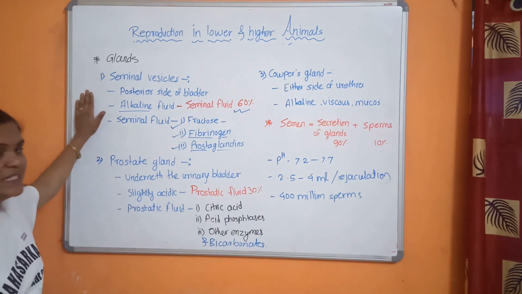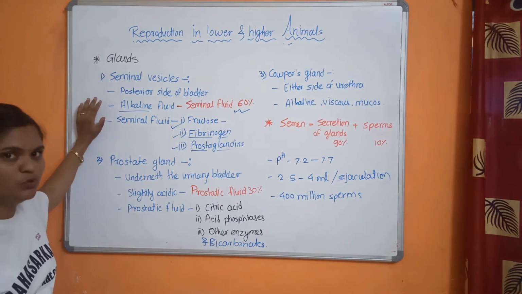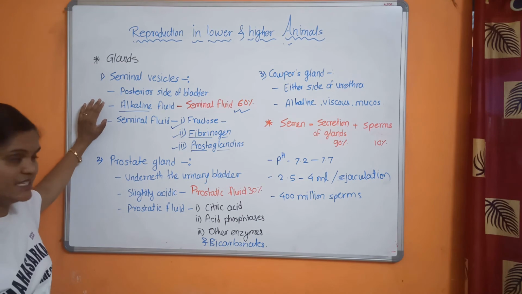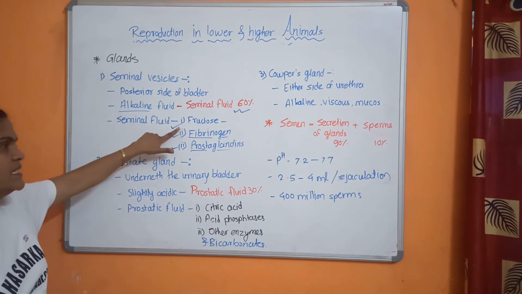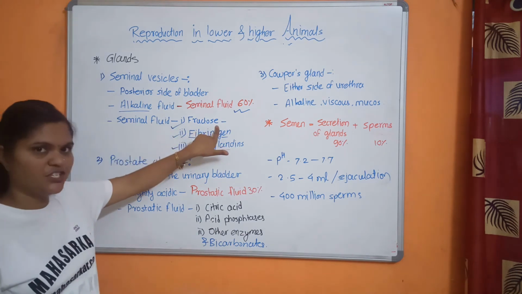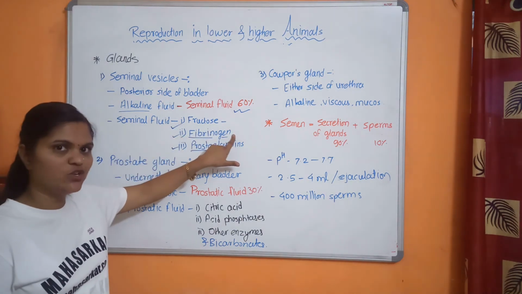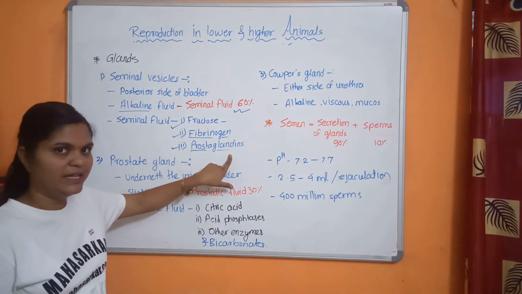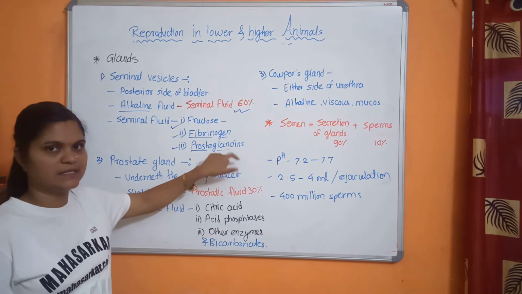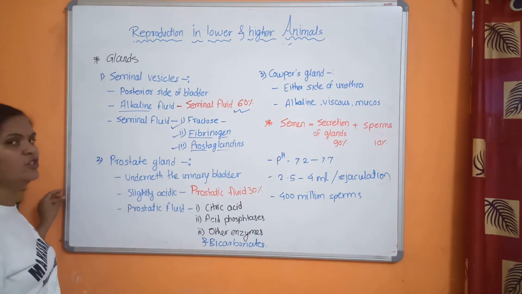Seminal vesicles are present on the posterior side of the bladder. They produce seminal fluid, which contributes 60% of total semen, and it contains fructose, an energy source for sperm, fibrinogen for the coagulation of semen, and prostaglandins for stimulating reverse peristalsis of semen in the vagina and uterus.